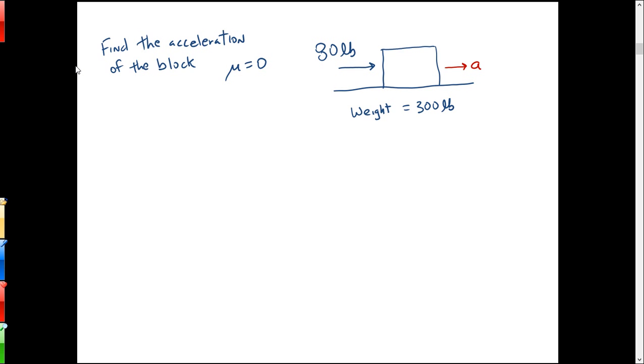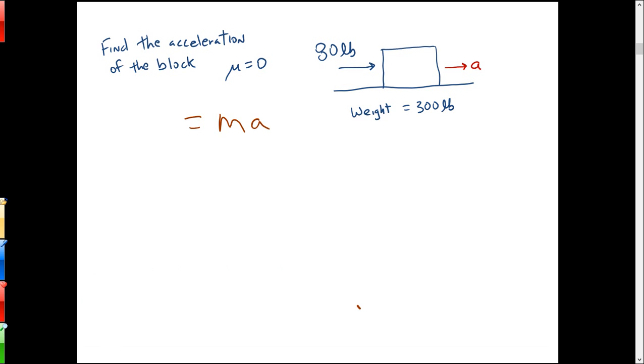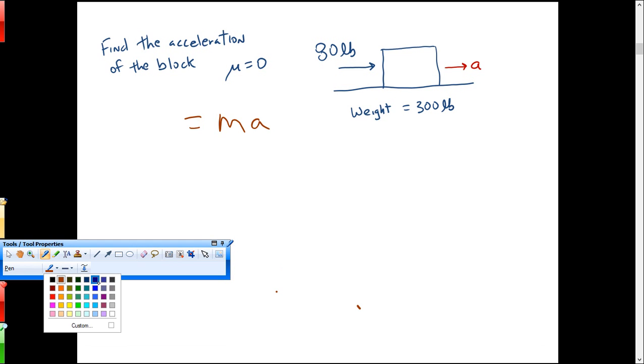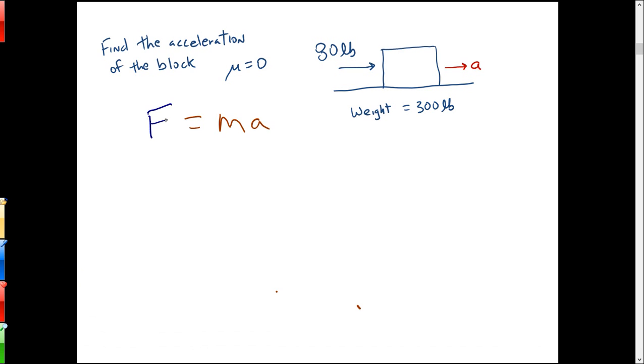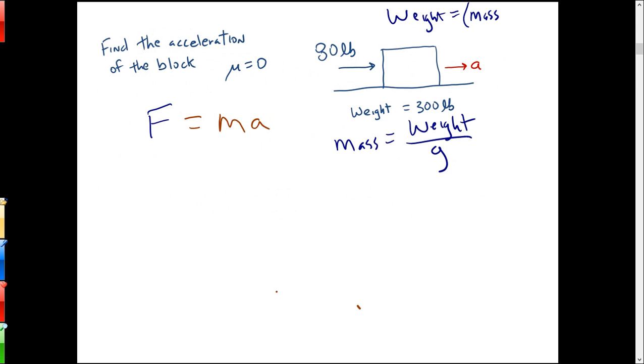All right, now, the basic way you analyze this stuff is you take F on the left, and you equate that to MA. So remember that you need MA when you're doing this. You need to have the mass on the right. What that means is you need the mass, okay? Now the mass is the weight over G, because weight is mass times G. So to solve for mass, it's weight over G.